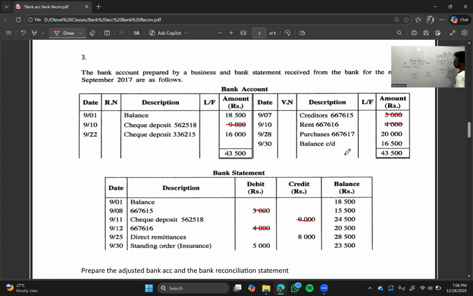So 19,500 and 20,000, the difference between these two is 4,000, 20,000 minus 16,000 is 4,000. If you add 4,000 to this 19,500, it becomes 23,500. So that is the balance as per bank statement, right? Balance as per bank statement is that. So that is added. Okay, so we can copy down.